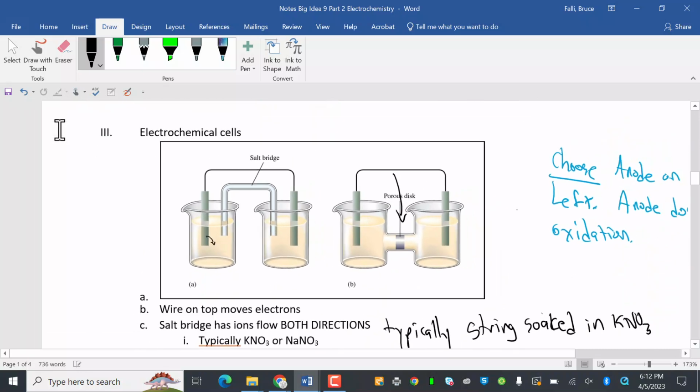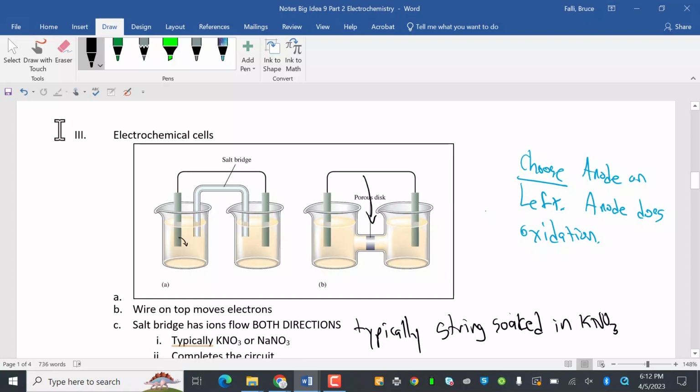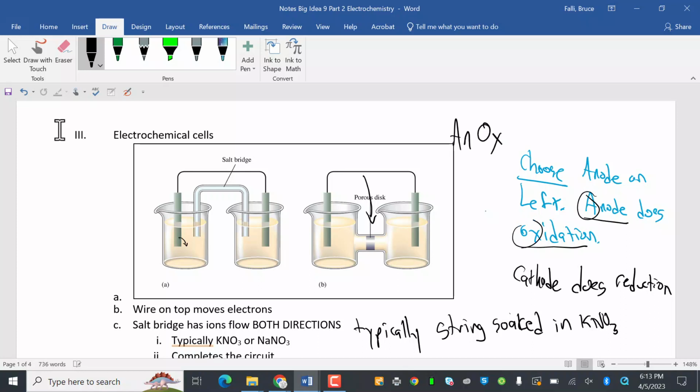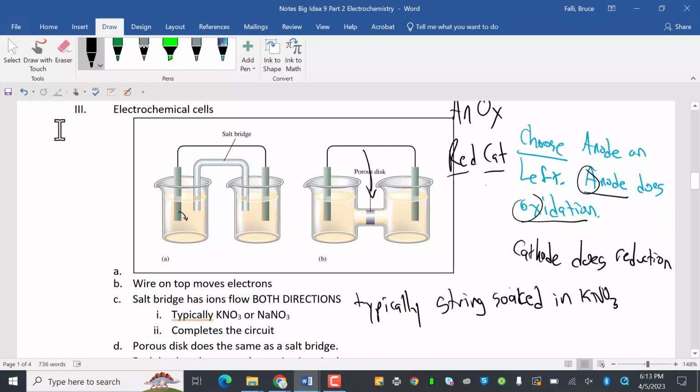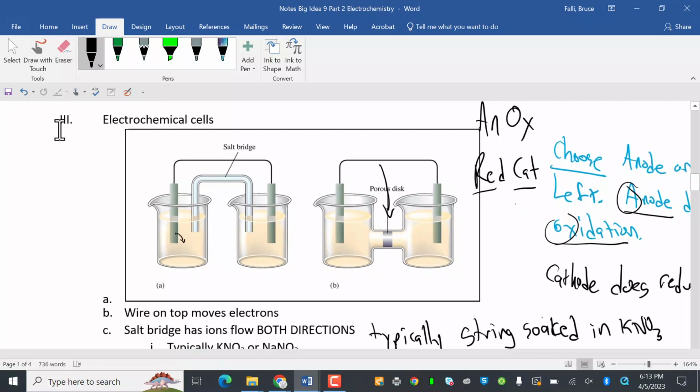Electrochemical cells. We have these new words we're going to talk about. We're going to talk about anodes and cathodes. Okay? The anode does oxidation. Okay? The cathode does reduction. So that means we can remember: An Ox, anode does oxidation, and Red Cat, reduction happens at the cathode. Okay?